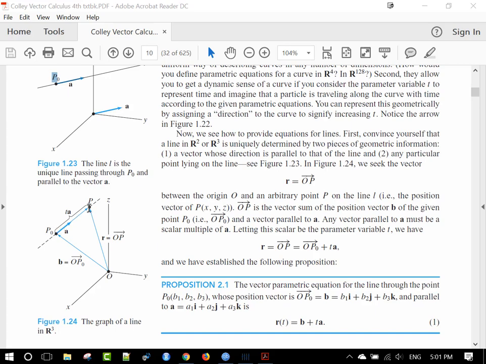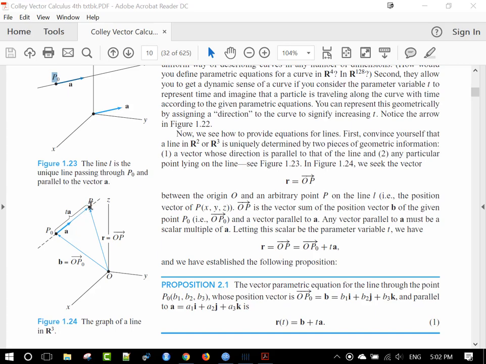And any P that's not on the line, like a P over here, you can't get to it by doing that. You can't start here and move in the direction of A and get to here. So we can write a condition saying that any P that's on the line is equal to P0 plus, now we're going to be thinking of P0 as a vector, P0 plus TA for some T.